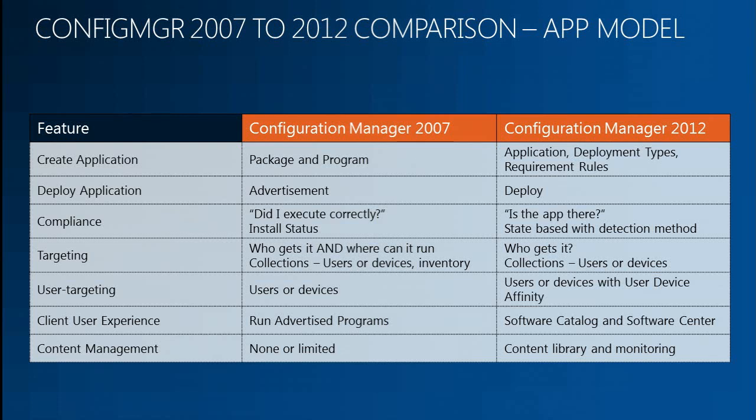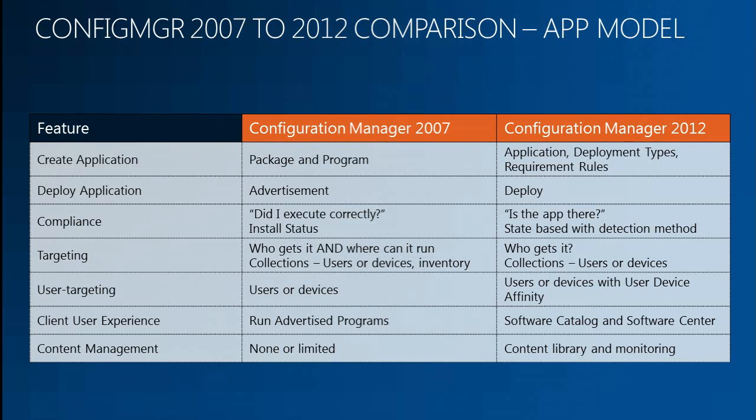Targeting is all about who gets the application. For targeting in CM07, you had to not only target, but you had to worry about where it can run. So you have to create these collections of resources. You have to use inventory information, maybe to mix in some of your prerequisites, requirement rules, et cetera. So there's a lot of work that you have to do to define these collections.